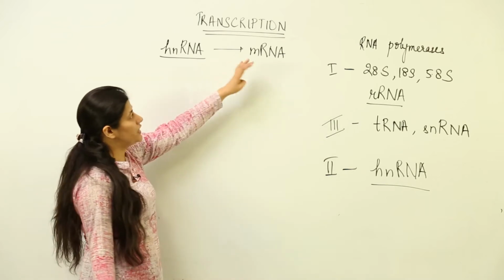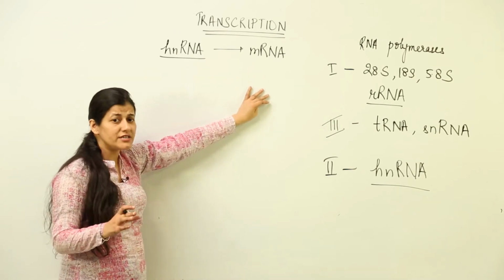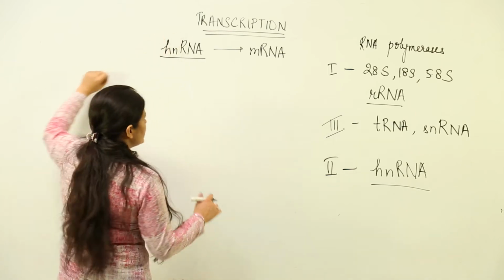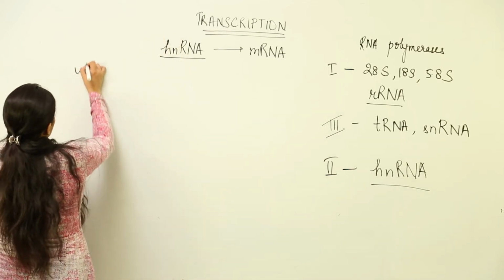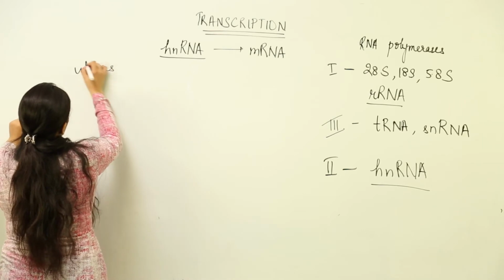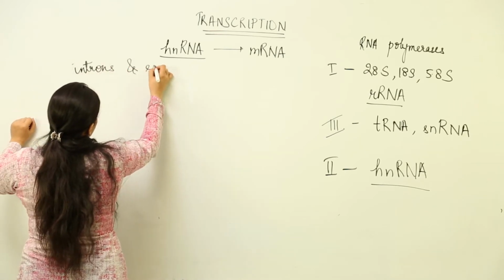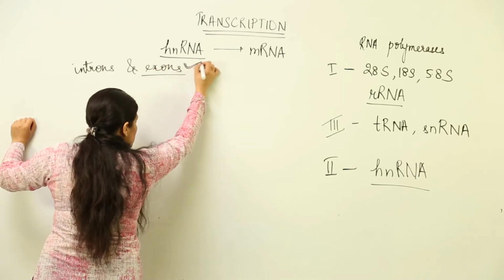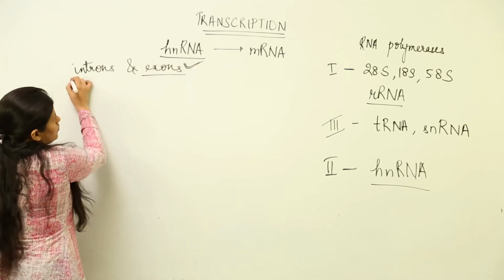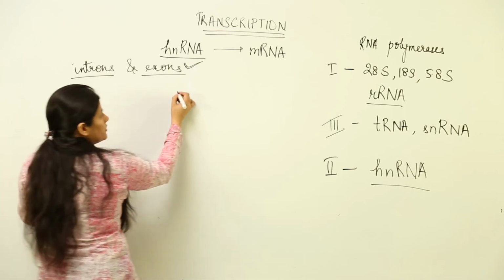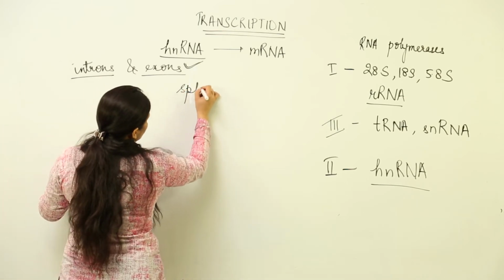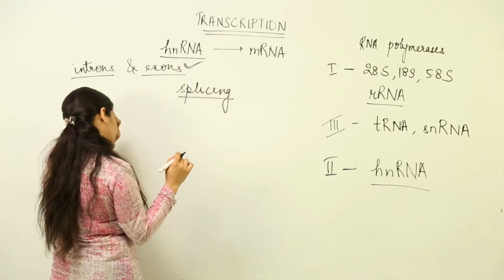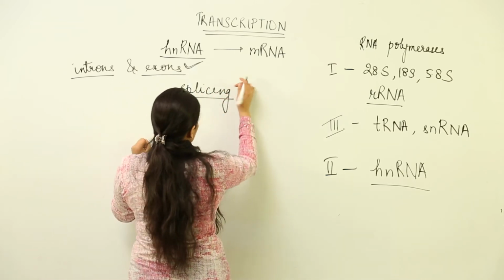So, how do we obtain mRNA? First thing is that this heterogeneous nuclear RNA contains introns and exons. Remember, in the previous lesson we talked about what exons and introns are. Exons are the important ones, introns have to be removed. Now, how will they be removed? They will be removed by the process of splicing. Splicing is done in spliceosomes.